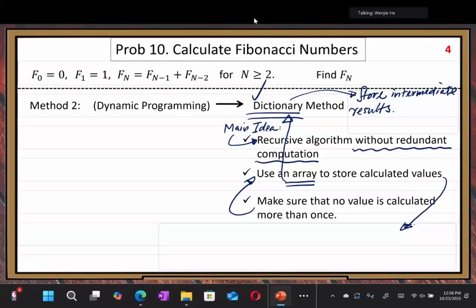Is there an idea for the checking? All right, Fibonacci number. Suppose currently we want to calculate the Fibonacci number of 100, n equals 100.